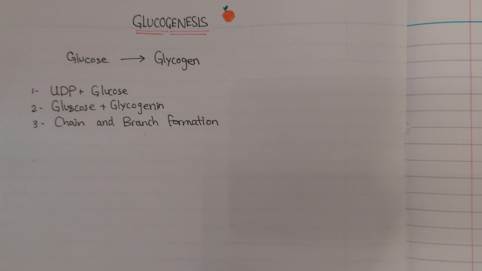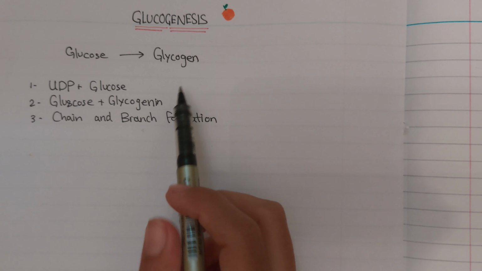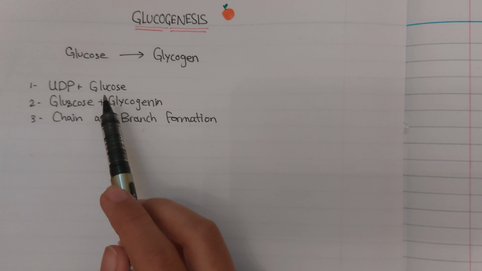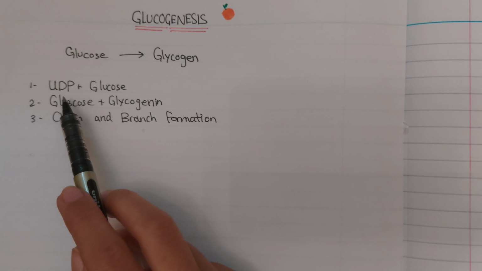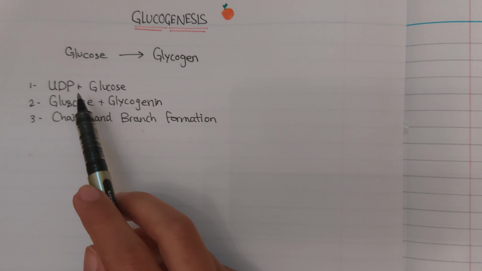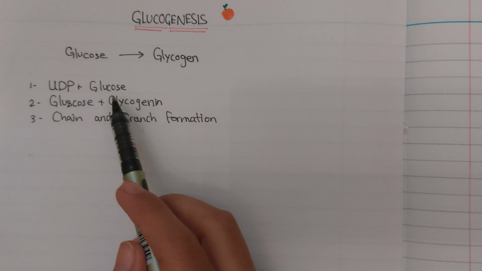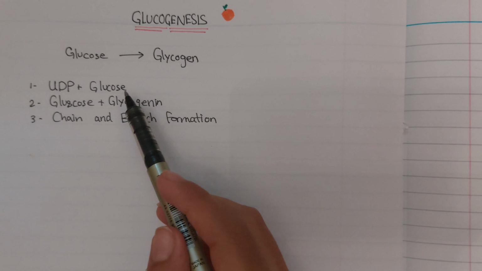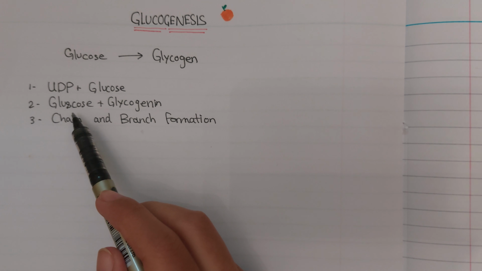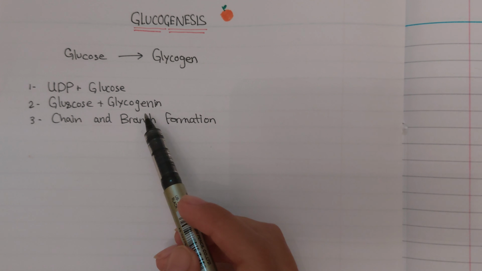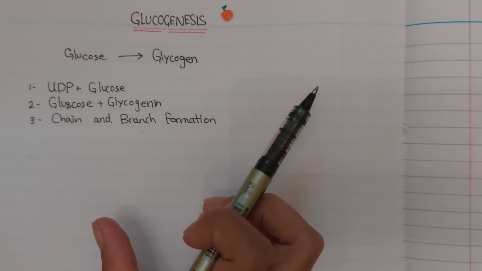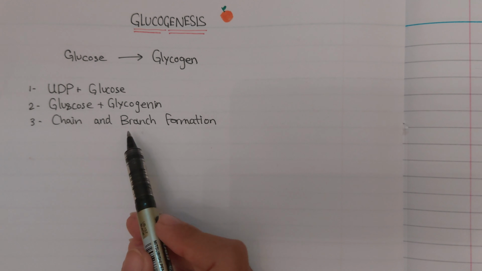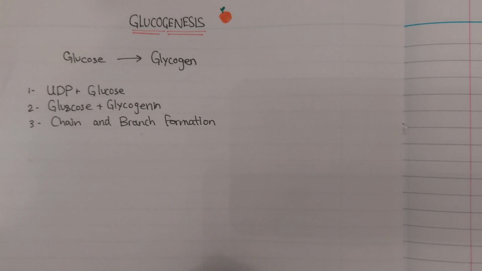So these are the three steps. I will be explaining them further. So at first, the glucose binds with UDP to form UDP glucose. Glucose binds with UDP with the help of special enzymes, and then the glucose binds with glycogenin to form 4 carbon chains, and then the proper formation of chains and branches starts.